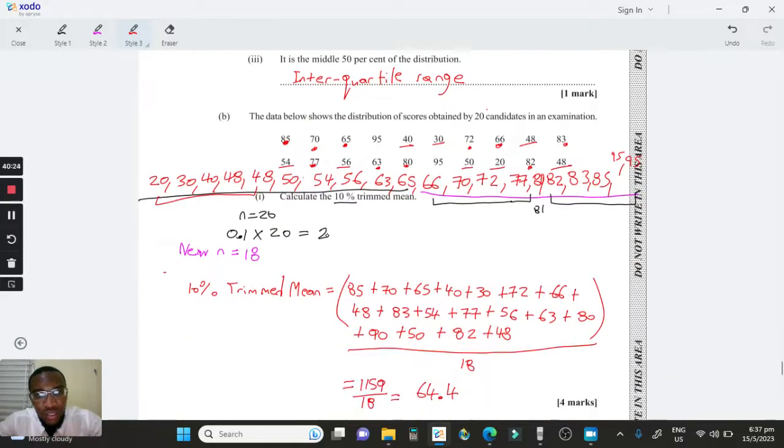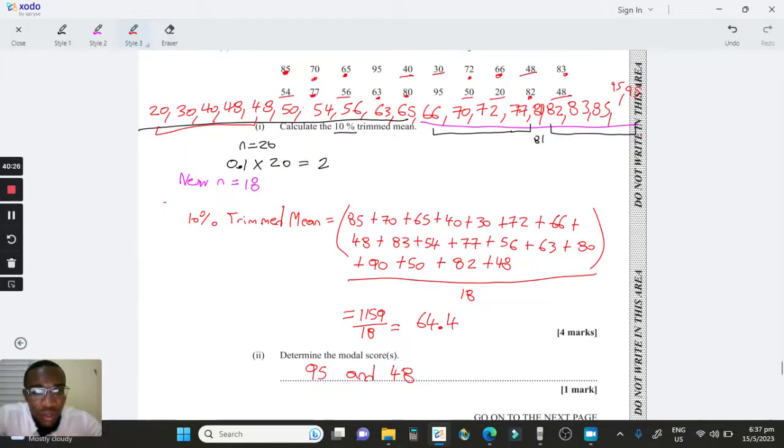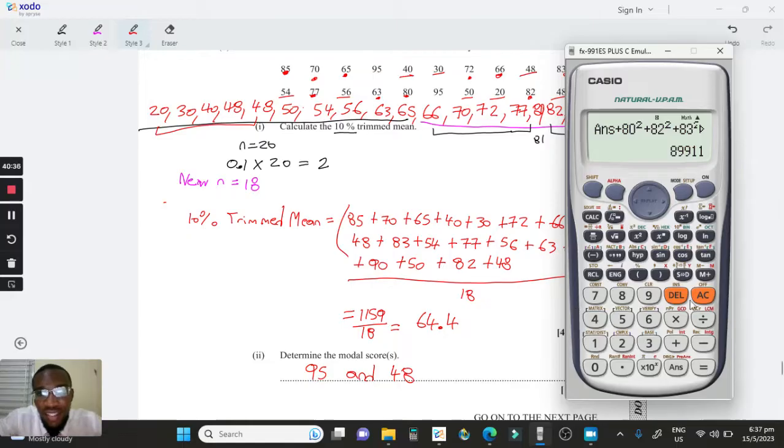bar x. By the way, we don't know bar x yet. Do not use this value as bar x. This is the trimmed mean. So from the trimmed mean, look how we're going to find bar x fast. This question is a lot of work. 1159 was the sum for the 18, but we took out the 95, so we'll put in the 95 plus the 20 and then divide it by 20.